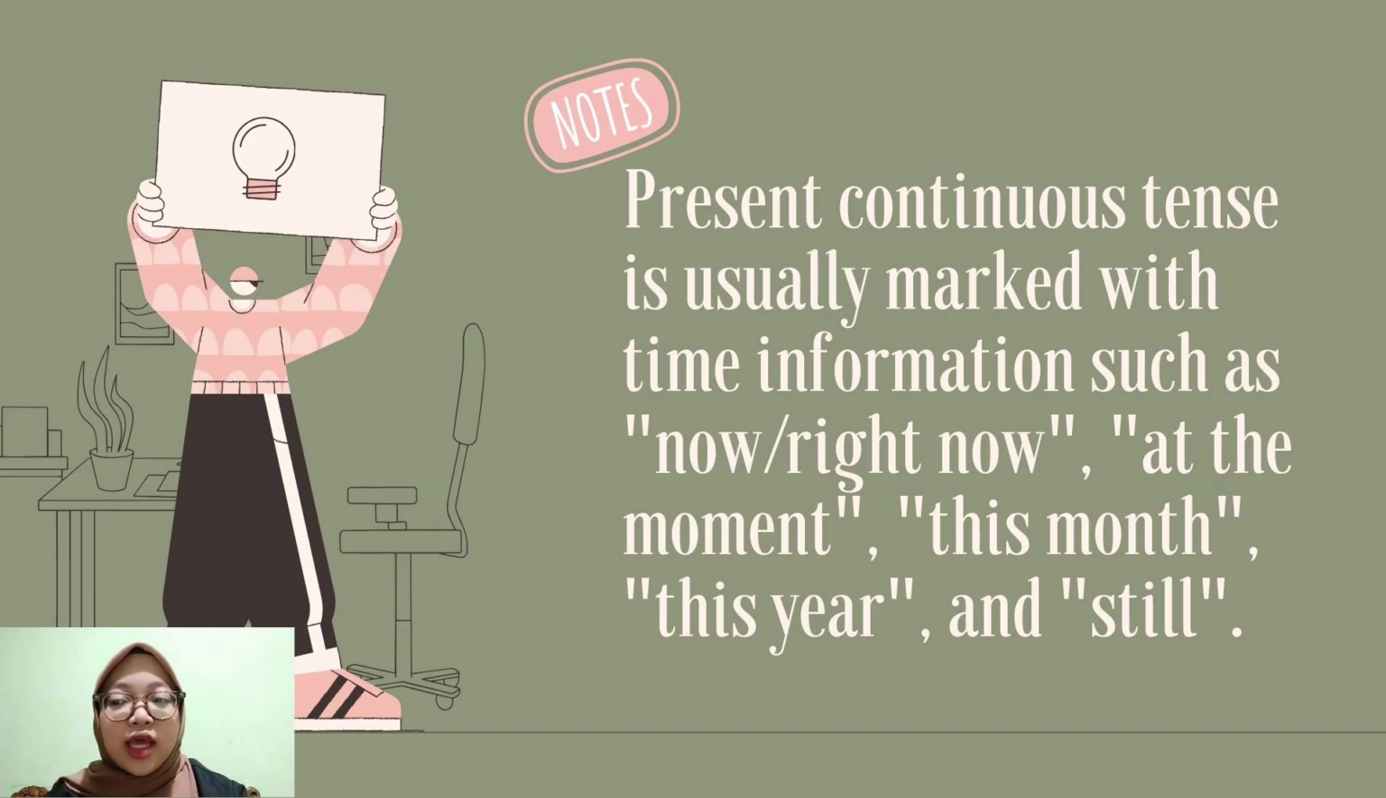Notes. Present continuous tense is usually marked with time information, such as now or right now, at the moment, this month, this year, and still.